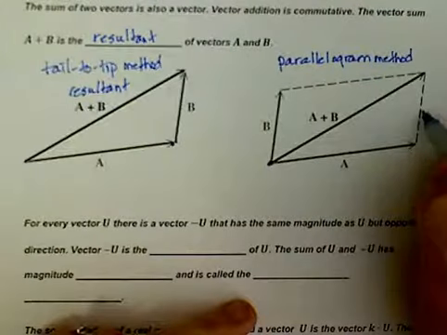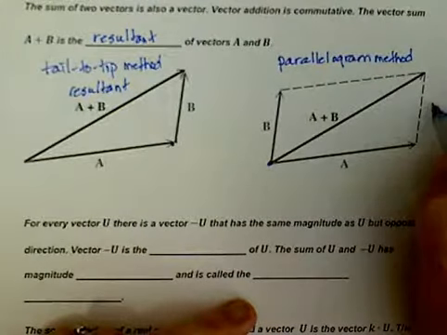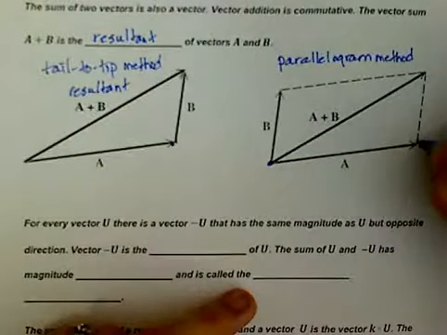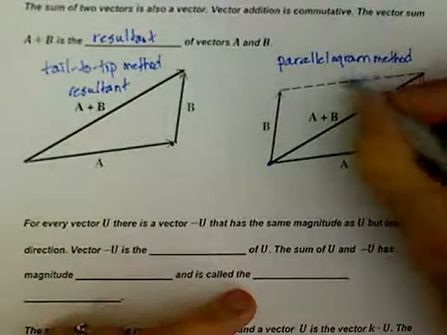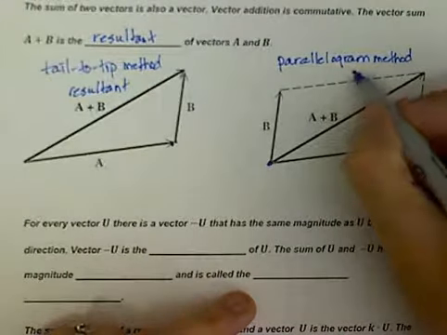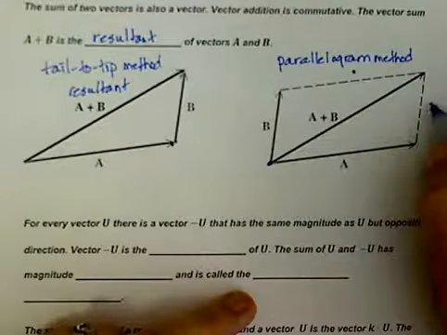Remember with a parallelogram that sides opposite each other are the same magnitude, so we could actually redraw our vector B over here and redraw our vector A over here. That means that these two sides have the same length and these two sides of the parallelogram have the same length.